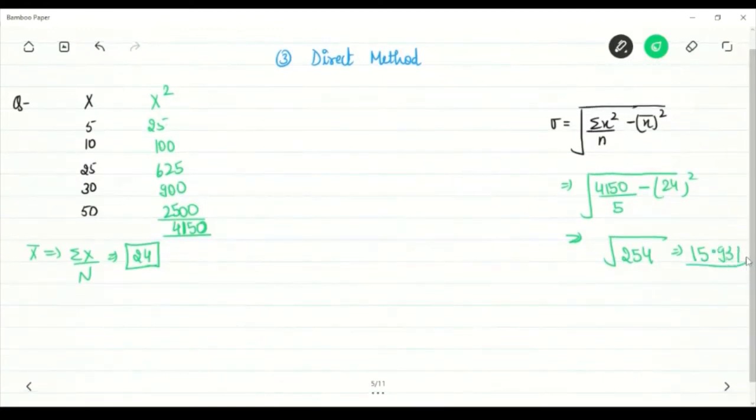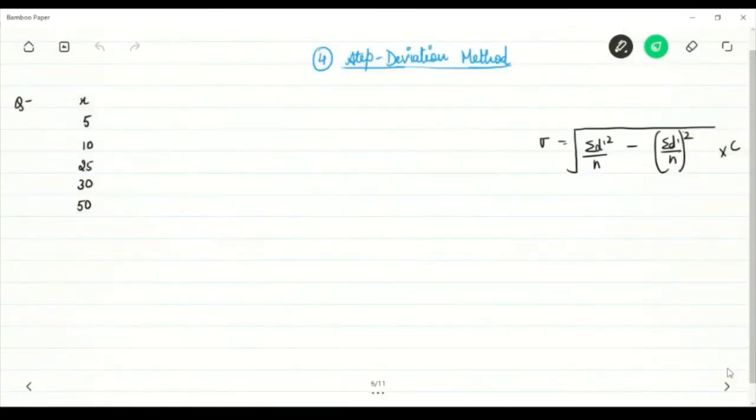Alright, so these methods seem pretty easy, right? Now we have come to the last method under ungrouped data. The formula under the step deviation method is standard deviation equals under root sigma d dash square upon n minus (sigma d dash upon n) square, into c. This is the formula. First we require x dash, or you can say we require an assumed mean. We will calculate it with the help of the assumed mean, and we are assuming it as 25.